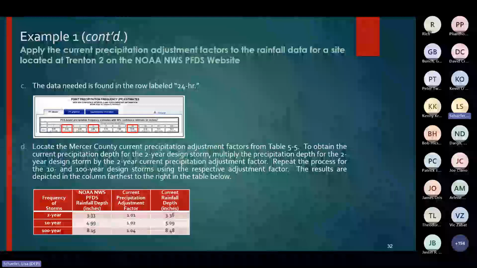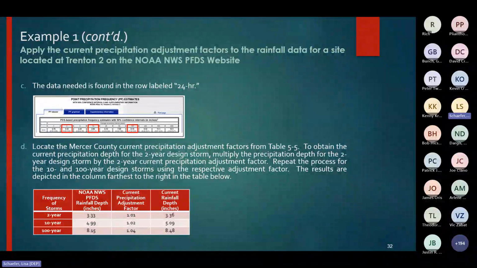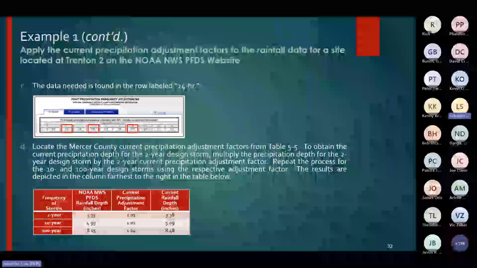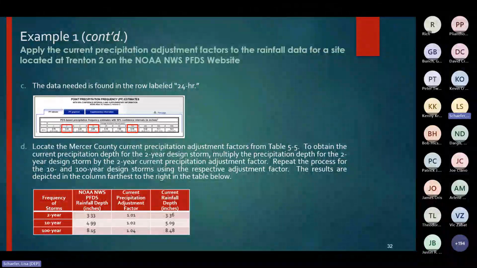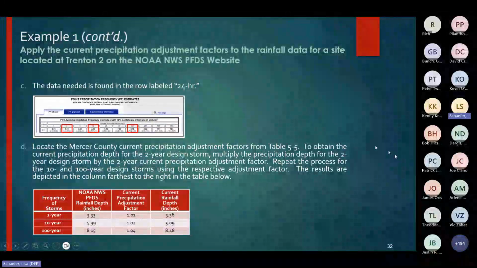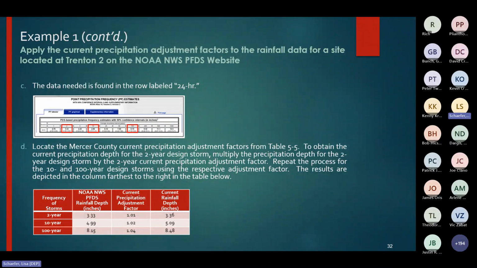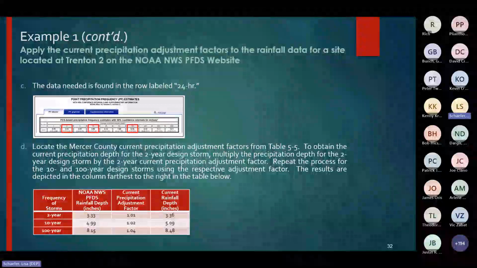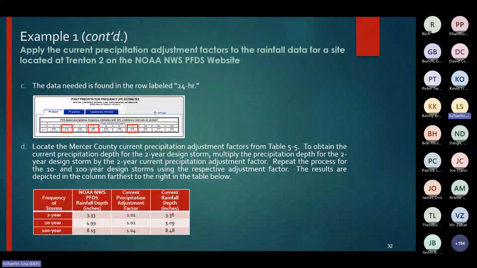Next, you're going to scroll down the web page to the point precipitation frequency estimate section. You're going to left click on the PF tabular option. If it doesn't appear on top of the other tabs, they'll be shaded in dark blue. The data needed is found in the row labeled 24-hour. I know it's really tiny, but the values in the columns for the 2, 10, and 100-year correspond to the rainfall depths generated by the 2, 10, and 100-year design storms, respectively, for this particular location. And that's what's in the red boxes.